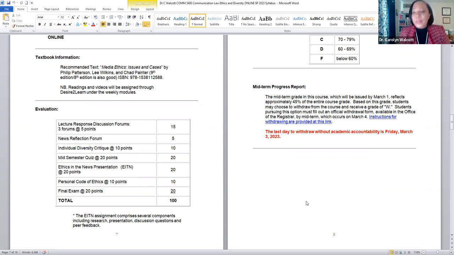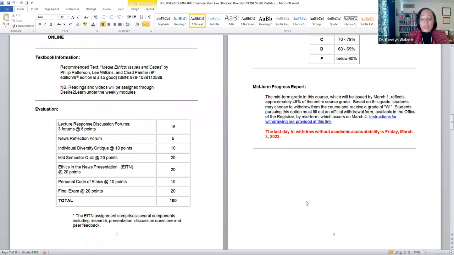Now, your midterm progress report will not, I repeat, it will not reflect 45% of the course grade, simply because we would not have gotten to 45% of your evaluations. So please make sure that you're actually there in the system doing your news reflection forum and anything else that is required leading up to the mid-semester.